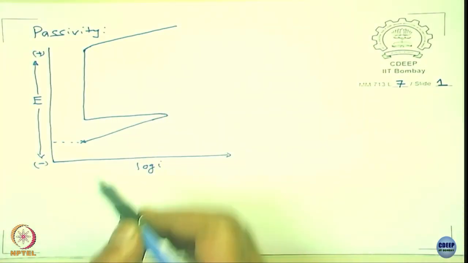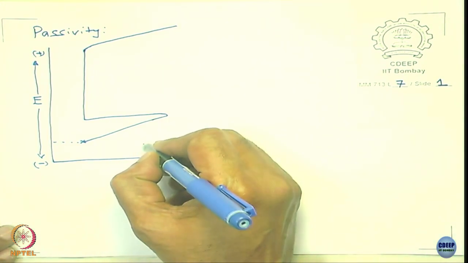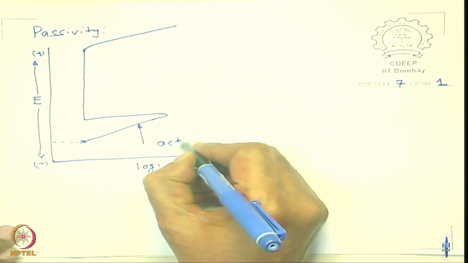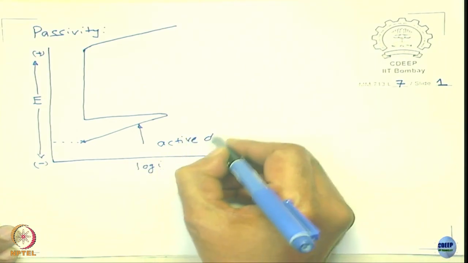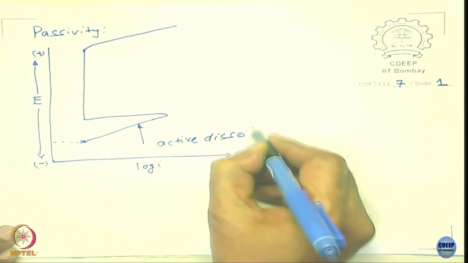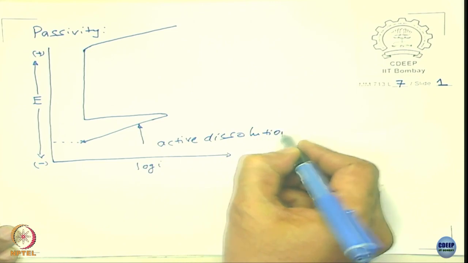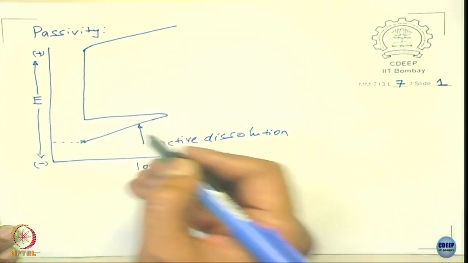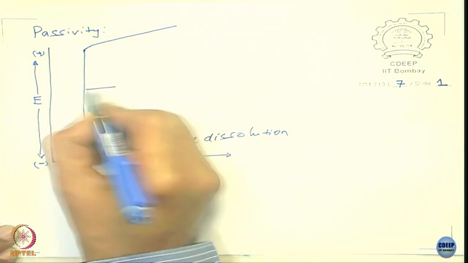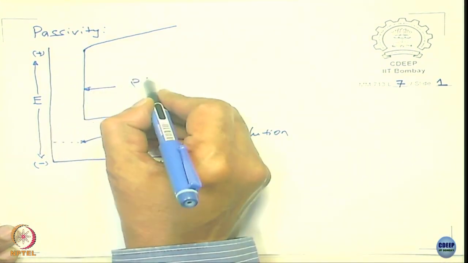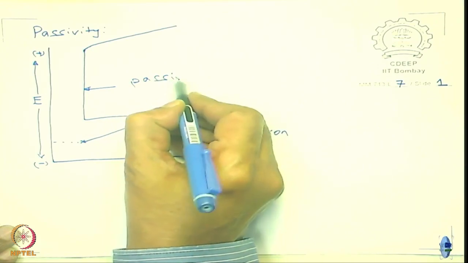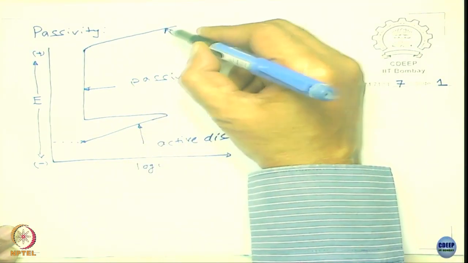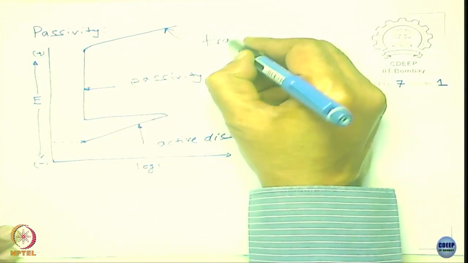This is a transition where the metal initially undergoes active dissolution, and then this is the passivity, and this region we define as transpassive dissolution.